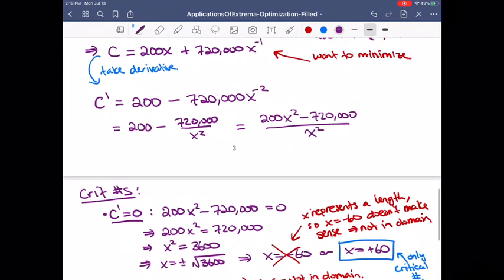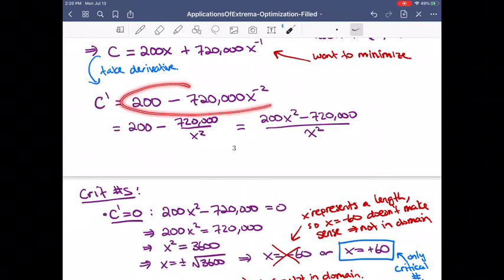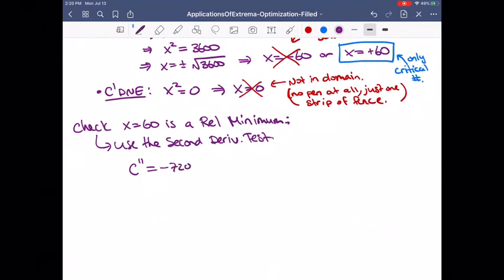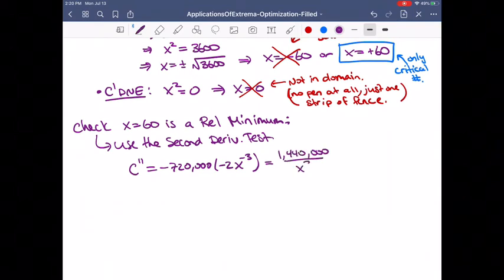So let's go up and look at the first derivative. Now it's going to be easiest to take the derivative from the sort of not simplified version. Here I'd have to use the quotient rule. I don't want to do that. So the derivative of 200 is 0. And then here I just bring the negative 2 down, and then it's going to be a negative 3. So it's going to be negative 72,000 times negative 2x to the negative 3. So that's actually 1,044,000 divided by x cubed.